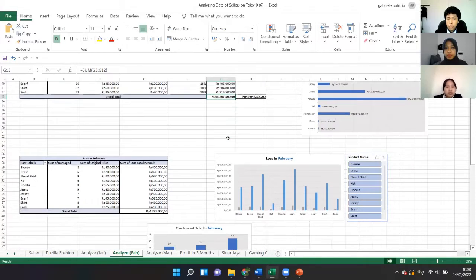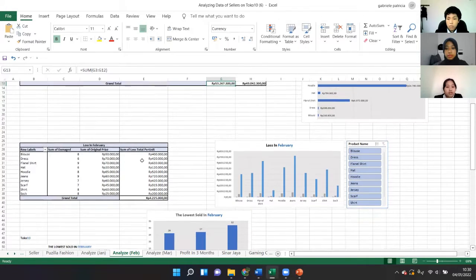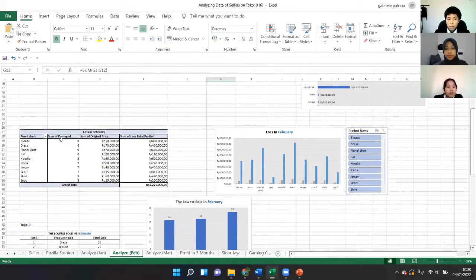Next, this is the loss in February table. There are 4 columns. The first is row label. Some of row label there is a product name. Sum of damage, sum of original price, and sum of loss total per unit.